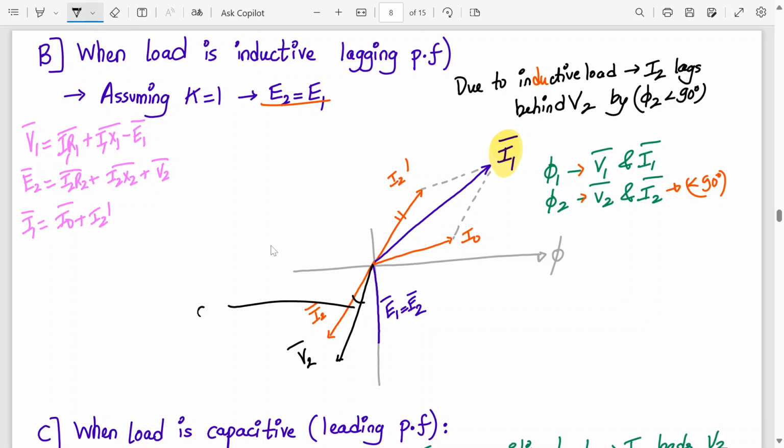Okay. This is behind and this is first. So this is phi 2. Now tell me where will this come? What I say I2 R2? I2 R2, come on.